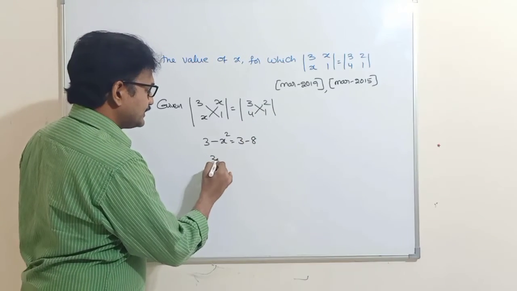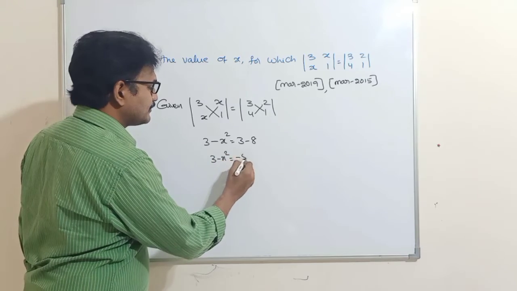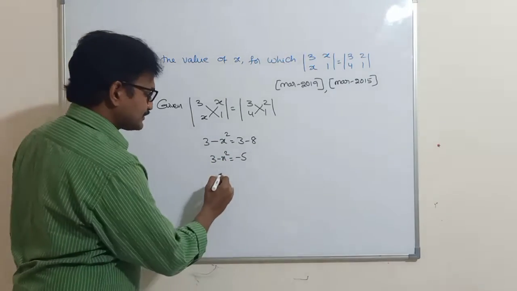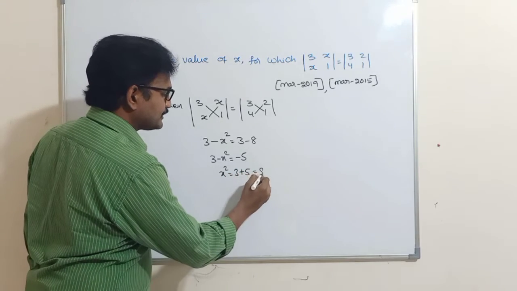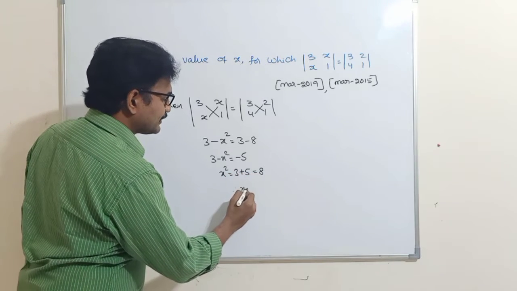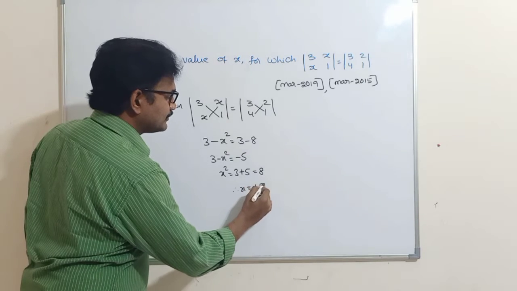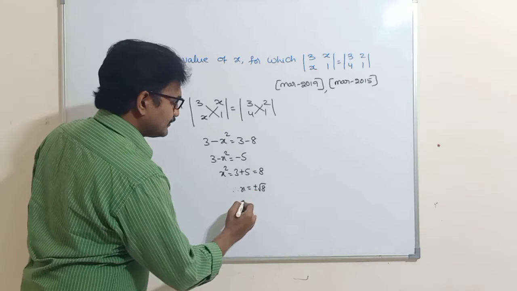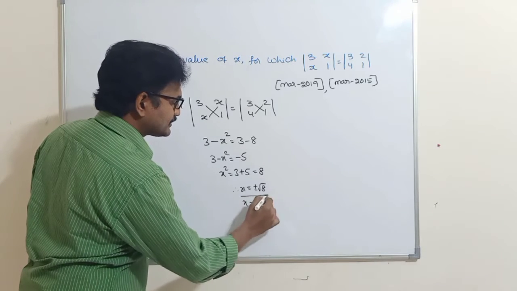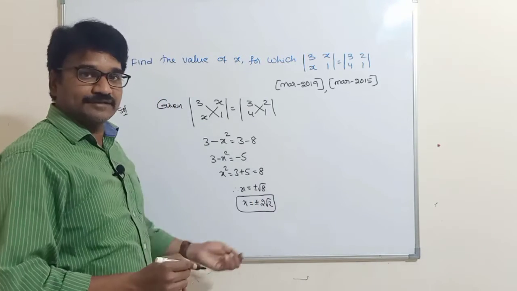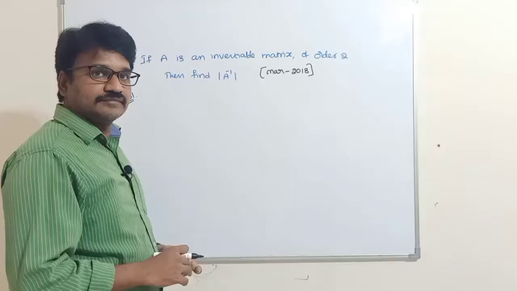So 3 minus x square is equal to minus 5. So x square is equal to 3 plus 5. So x square is equal to 8. Therefore x is equal to plus or minus root 8. So x is equal to plus or minus root 8, which we can write as plus or minus 2 root 2. x value is plus or minus 2 root 2.